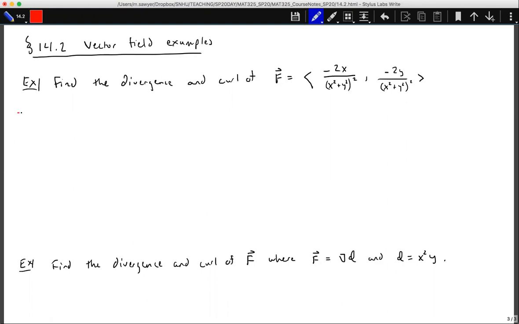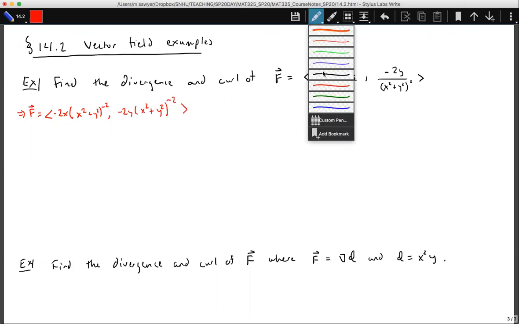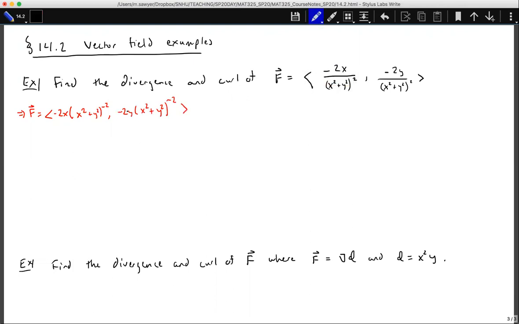So let's rewrite this vector field F as negative 2x times (x squared plus y squared) to the negative 2, negative 2y times (x squared plus y squared) to the negative 2. And I will be using the property that these are symmetric functions. And so when I know something about one function, I'm going to know something about the other function. So for my divergence of F, I'm looking for the partial with respect to x of the first piece plus the partial with respect to y of the second piece.